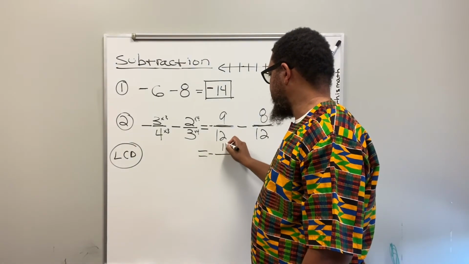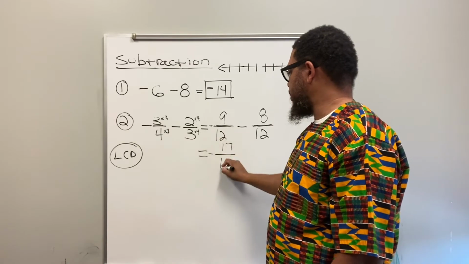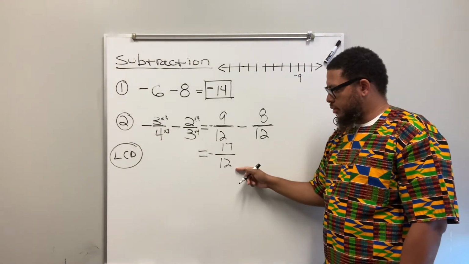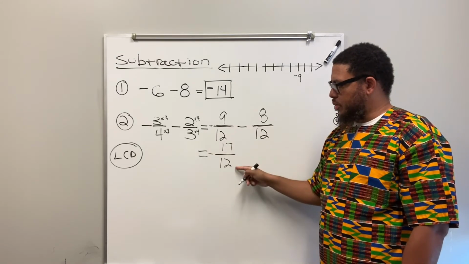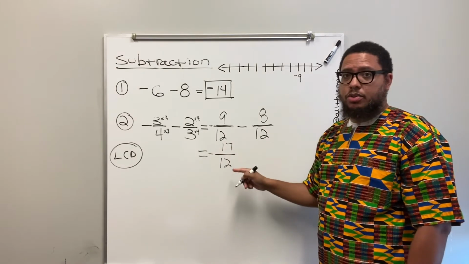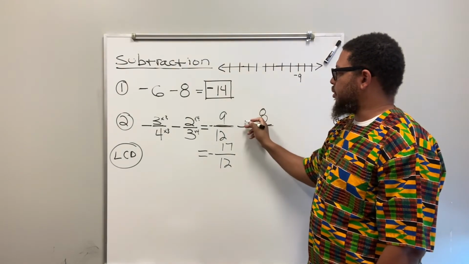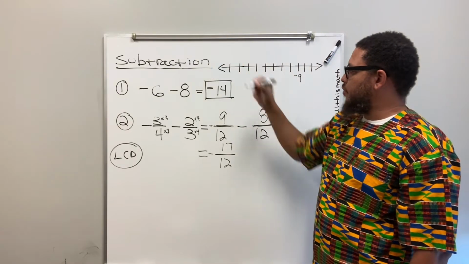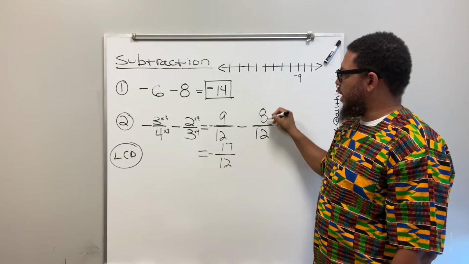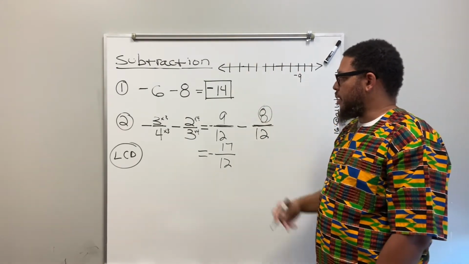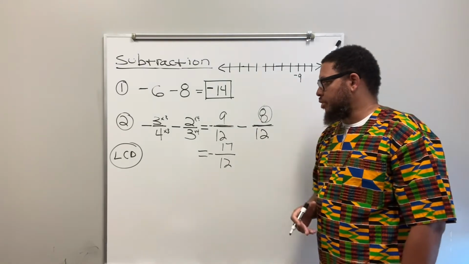So that fraction is still negative, and the denominator is still 12, and I end up with -17/12. That's what I end up with. Because I started at -9, I'm subtracting, so I'm going to the left. How far am I going? I'm going 8 spaces to the left. I stop at -17.